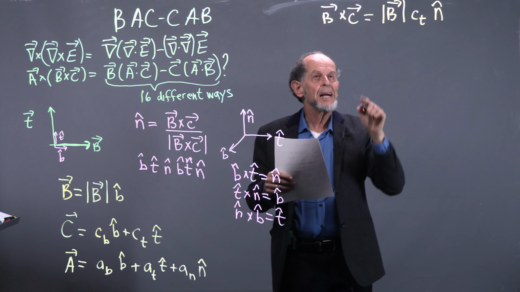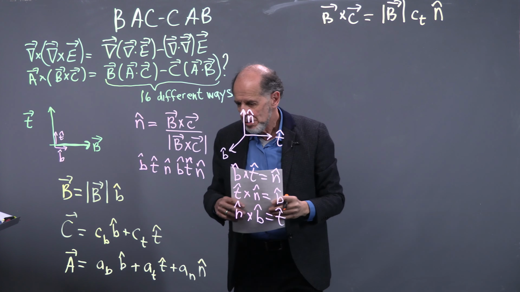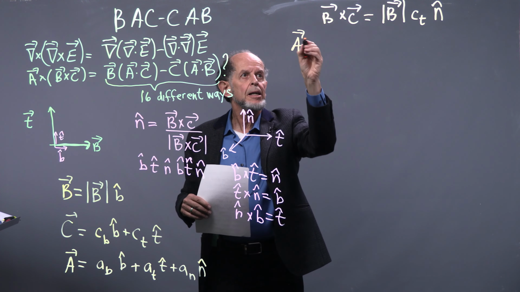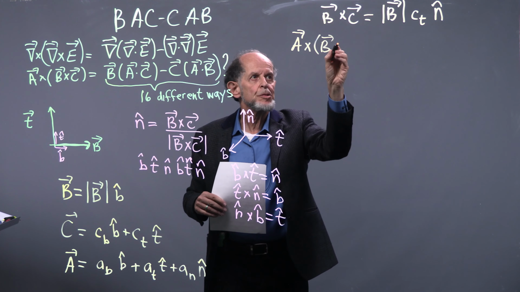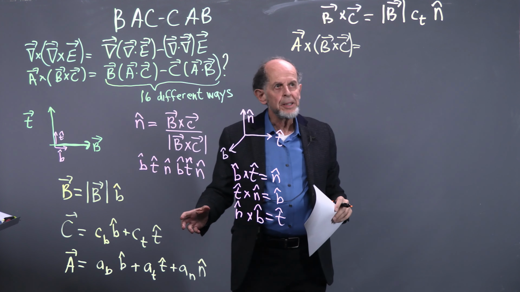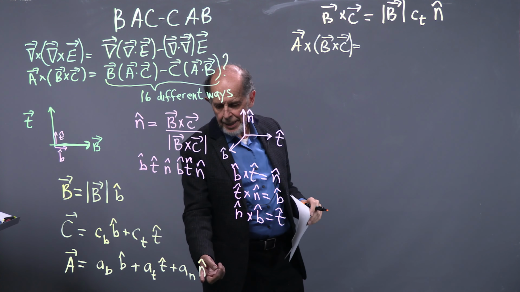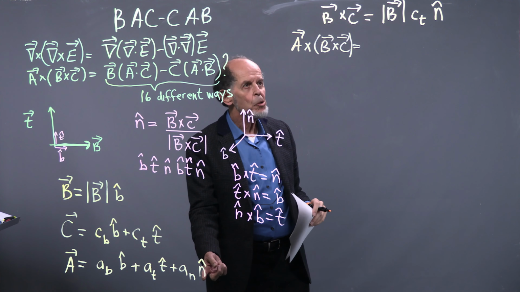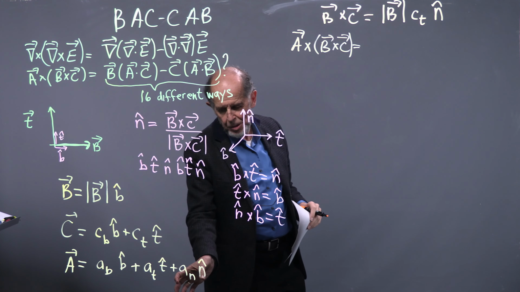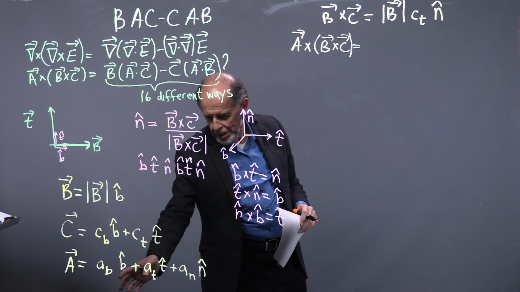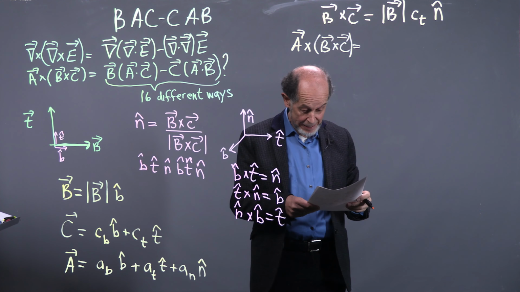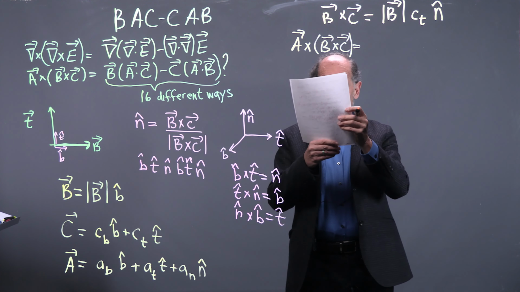Great. Now we're going to do A crossed with that. So A crossed with B cross C. So we're getting there. A cross B cross C equals. I'll talk you through it. B cross C only has an N hat component. So that means that when I cross it here, this cross term with A will disappear, and you'll be left with these 2. So we'll have 2 terms instead of 12. Pretty good, huh?